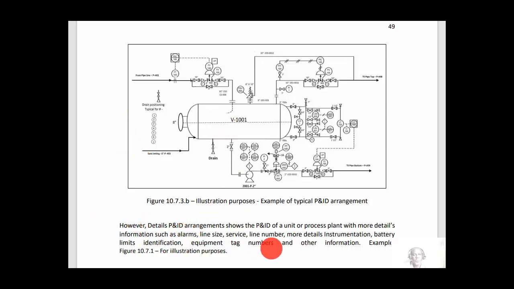However, detailed P&ID arrangement show P&ID of a unit or process plant with more detailed information such as alarm, line size, service line number, more detailed instrumentation, battery limit identification, equipment tag number, and other information. Example as illustrated in figure 10.7.1 for illustration purpose.